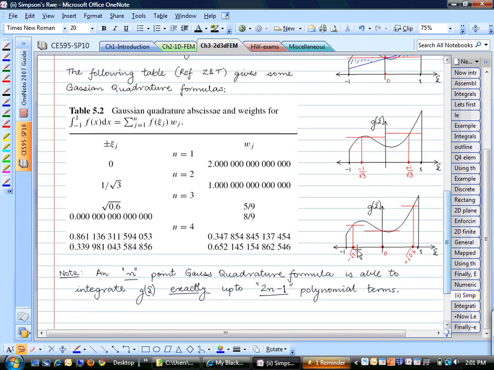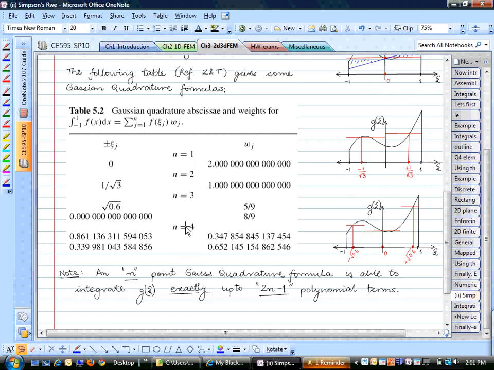So the similar thing happens for higher orders. In this case, you have 3 Gauss points. So what would be the order of the polynomial that you can approximate exactly, integrate exactly? 3 times 2 is 6, minus 1. So 5th order polynomial you will be able to exactly integrate using this Gauss quadrature.